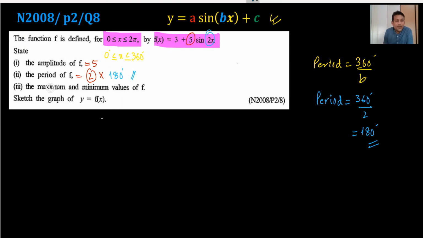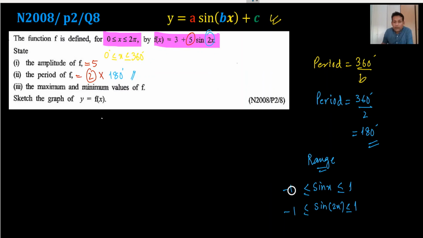Okay. Maximum and minimum value. I told you when you find the range it will give us the maximum and minimum. The range of sine x is fixed, from -1 to 1. And when you have 2x, I told you this 2x will not affect the range because 2x is the domain.